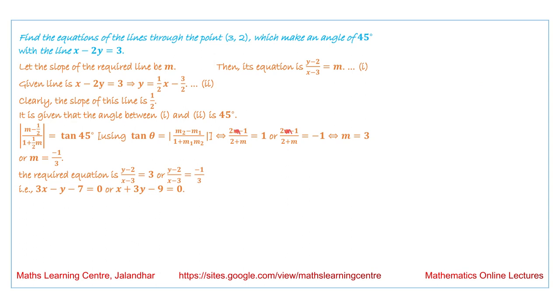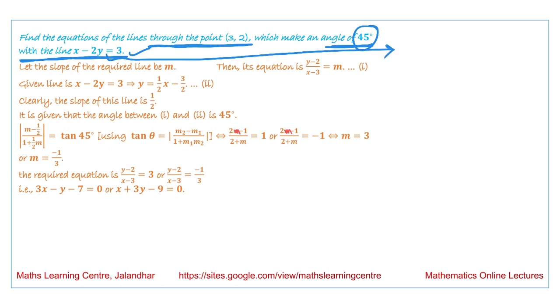Next is find the equation of the lines passing through the point 3, 2 and making an angle of 45 degree with the line x minus 2y is equal to 3. So it makes an angle of 45 degree with this line. So we calculate the slope of this line. So slope of this line, we are saying it is m1, that is equal to minus of 1 by minus 2. So that is equal to 1 by 2.